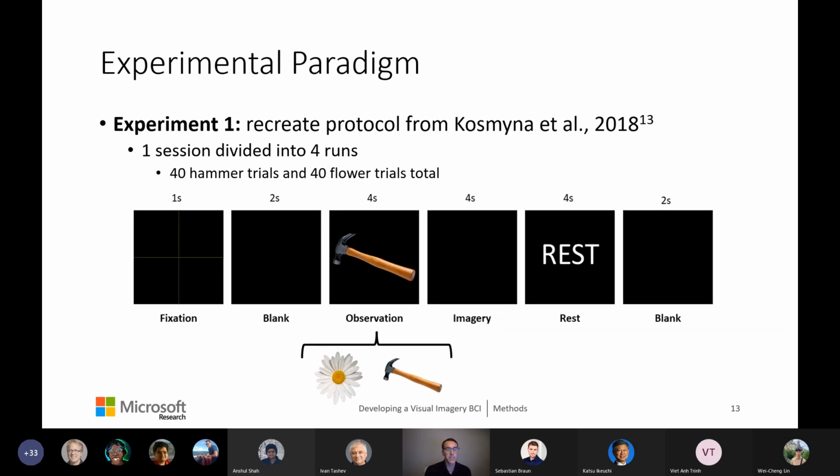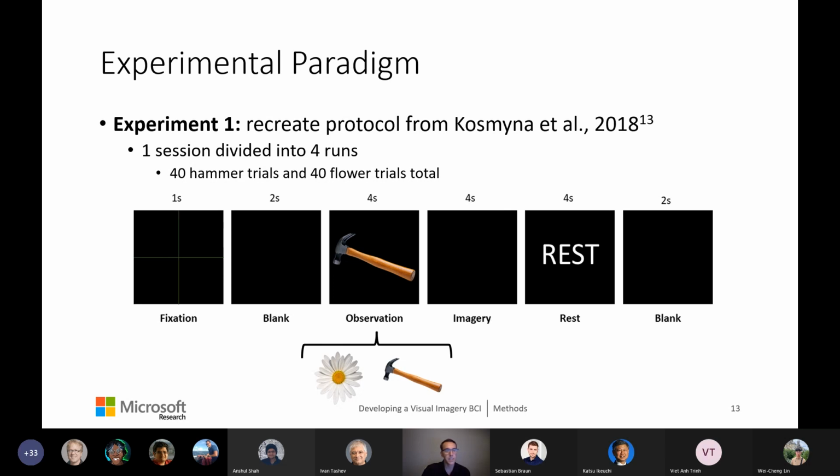For the first experiment that I carried out, really what we wanted to do was just recreate the protocol from Natalia's study that we looked at initially, mainly just to make sure that our processing pipeline was working as intended. We were getting the results that we were expecting.